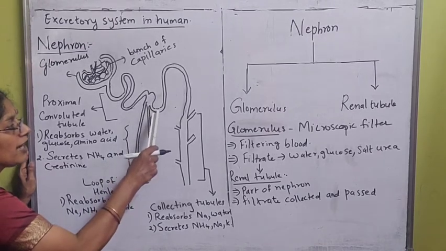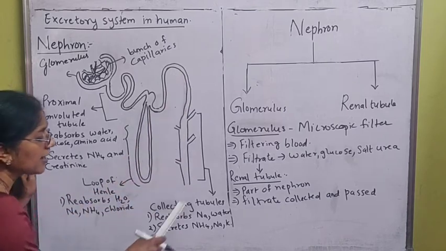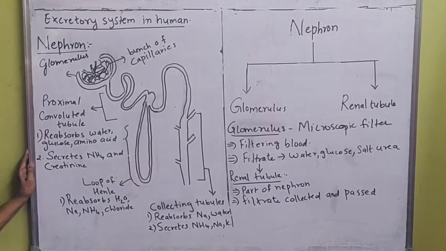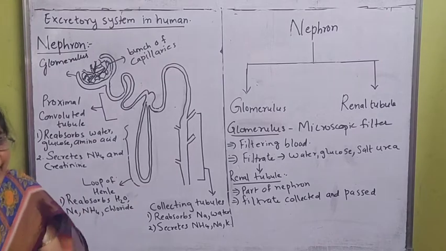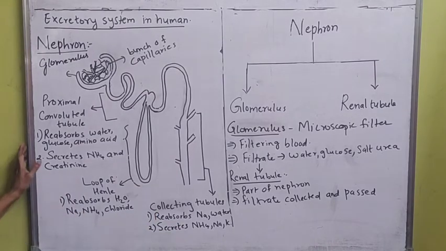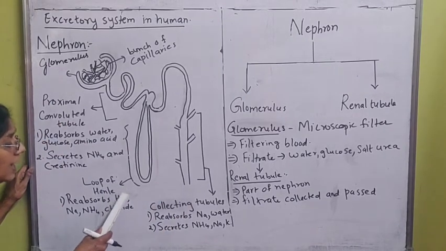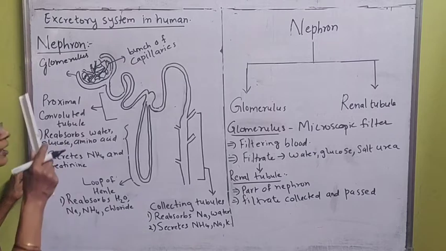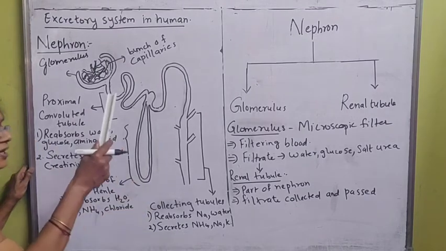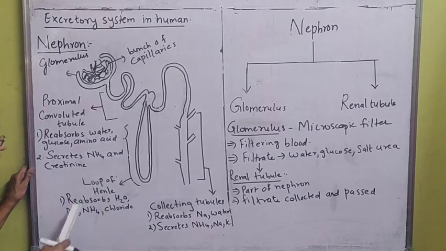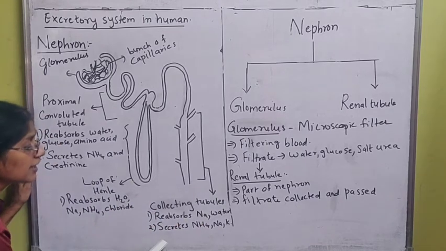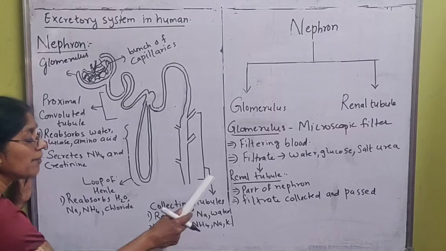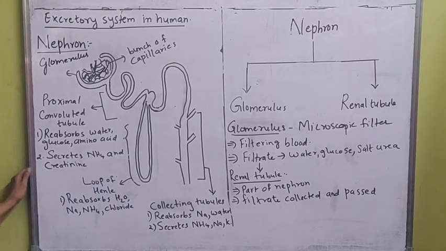So till here is the loop of Henle. From here, whatever part comes is called the collecting tubules. The word itself, collecting, means to collect. What will these tubules do? All the sodium won't be absorbed by the loop of Henle, so whatever sodium remains will be reabsorbed by the collecting tubules, and water is also reabsorbed. It also secretes ammonium, sodium and potassium, which are very important and needed for our body's cells. So that is secreted by the collecting tubules.